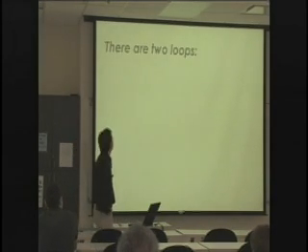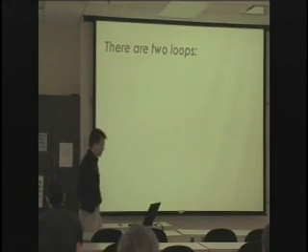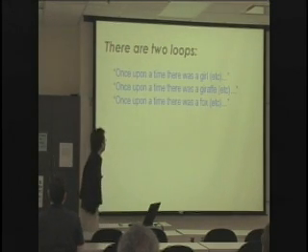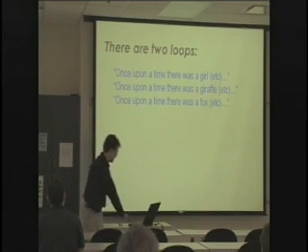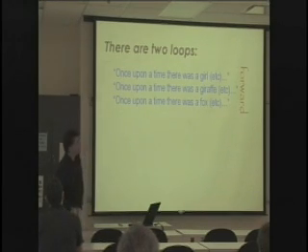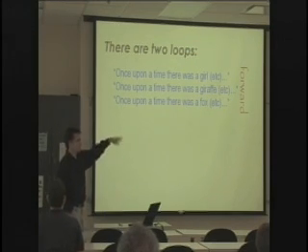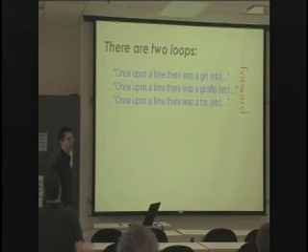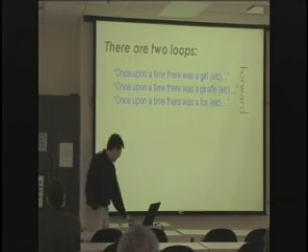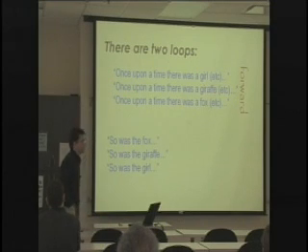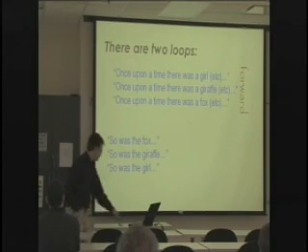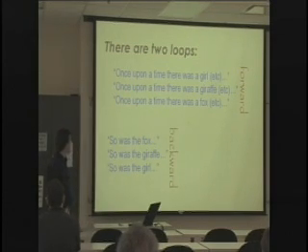Why? Because there are two loops. One of them is going in the forward direction. That's the part that was all those once upon a times. And it went the girl, then the giraffe, then the fox, then I don't remember all the order of the animals. Then there was another loop that was so was the pony, so was the fox, so was the giraffe, and it ended up back at the beginning with so was the girl. That loop ran in the backward direction.